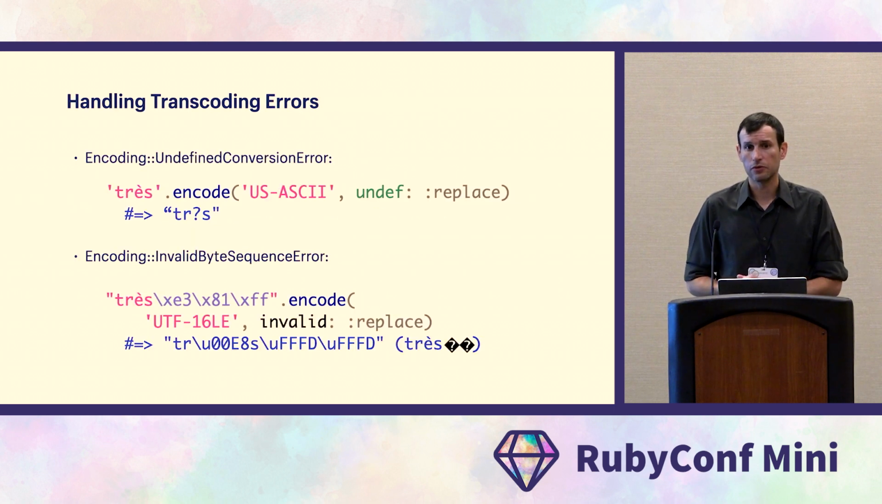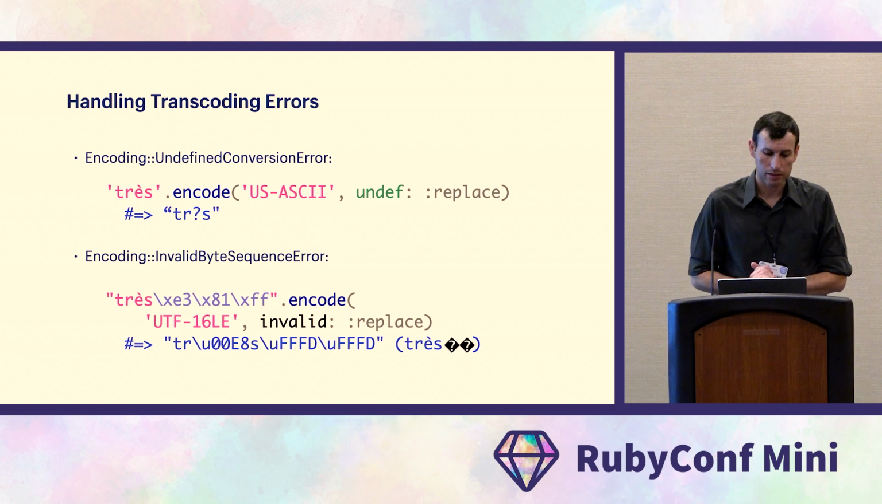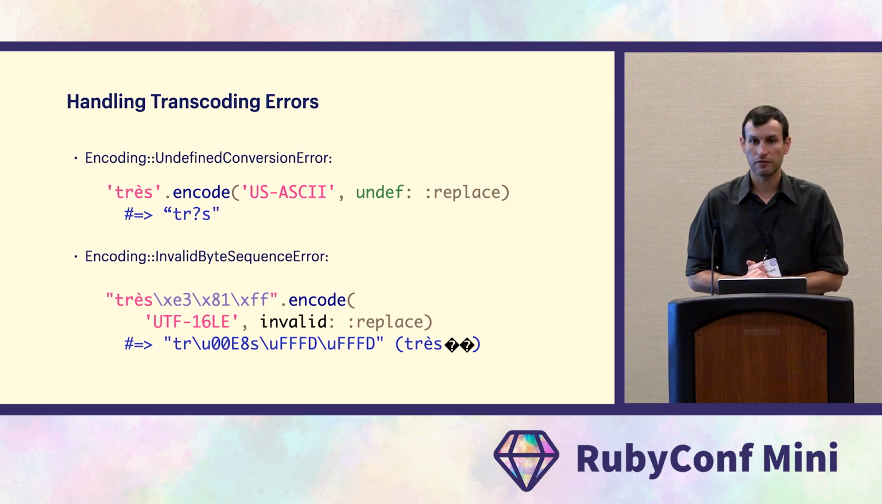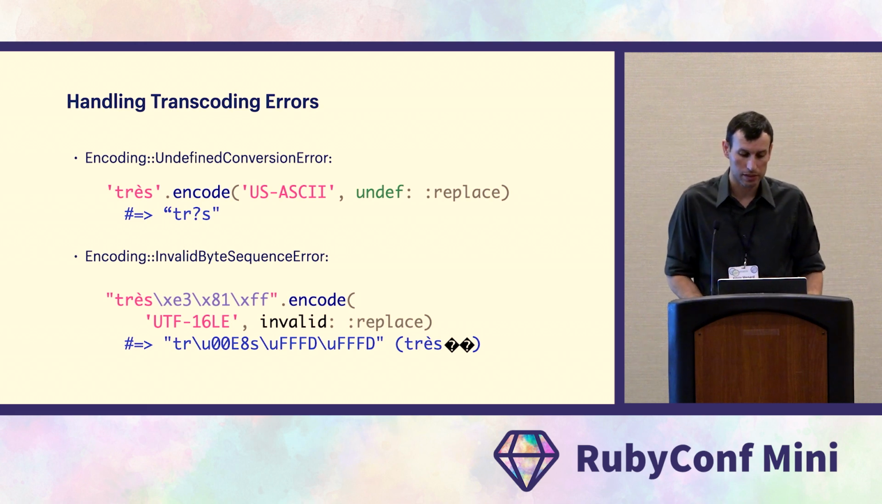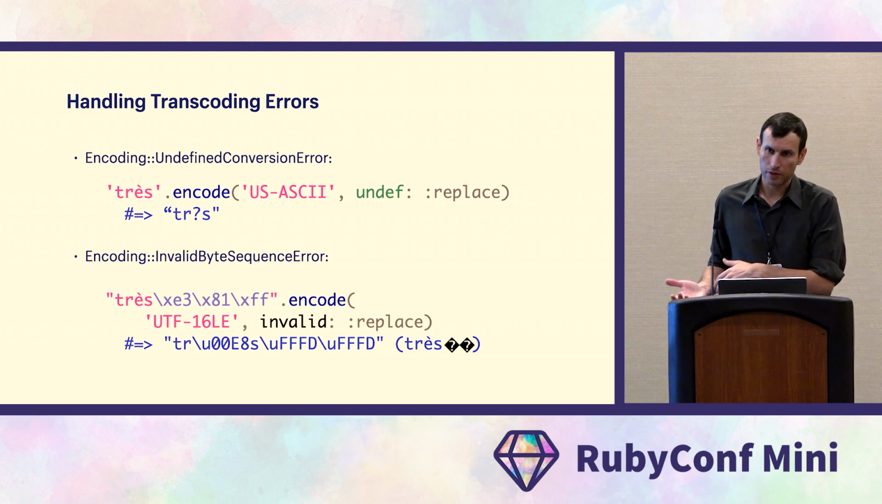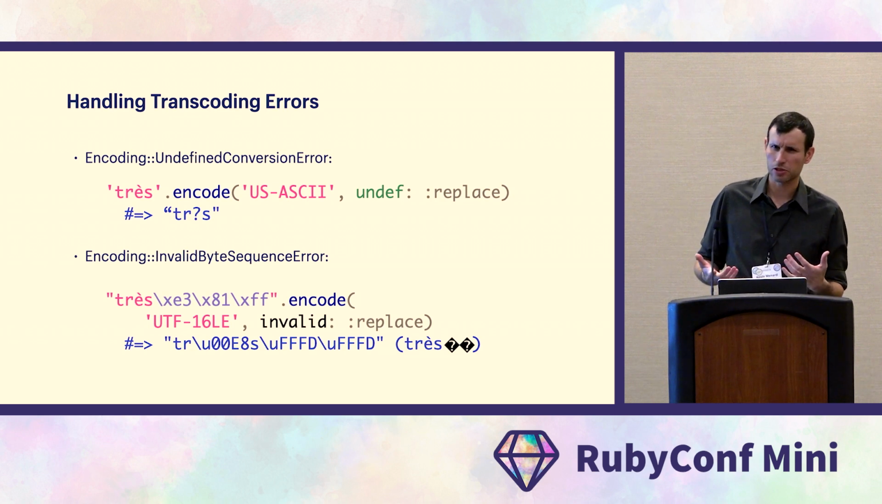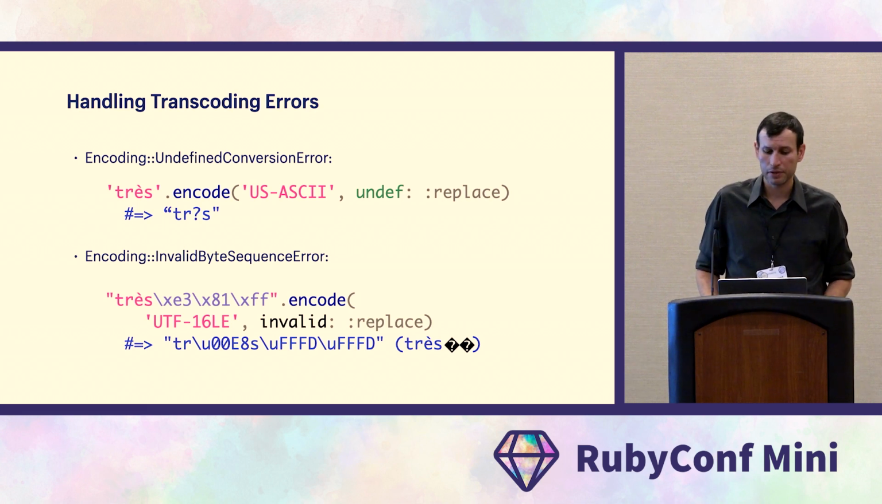So Ruby gives us a few different ways to handle transcoding errors. On that string encode method, we can provide a couple keyword arguments that allow you to handle whether you encounter undefined characters or invalid byte sequences. If you're converting to an ASCII encoding and you want to replace either character, you'll get this question mark in the middle. So if you've ever seen a string that confusingly has a question mark in the middle, that's probably what happened.